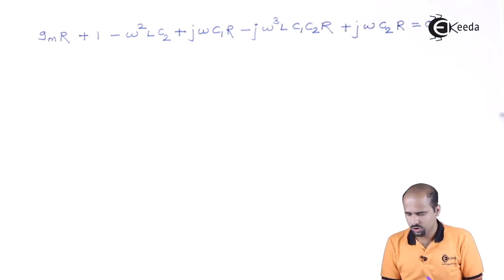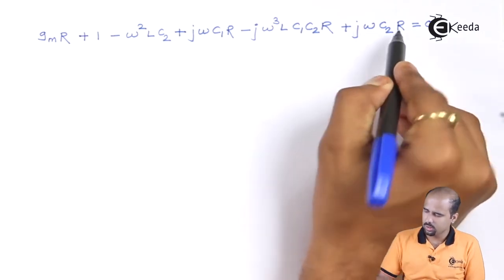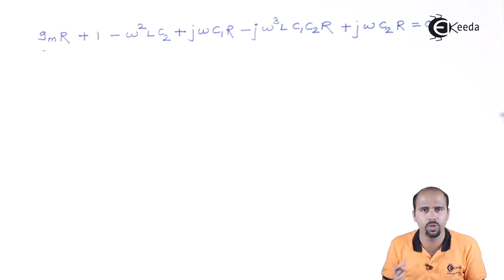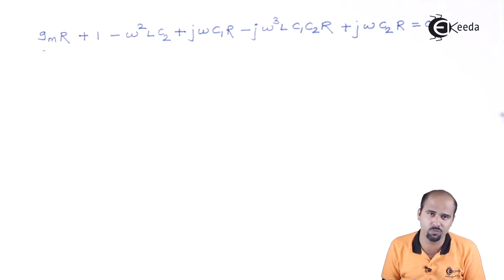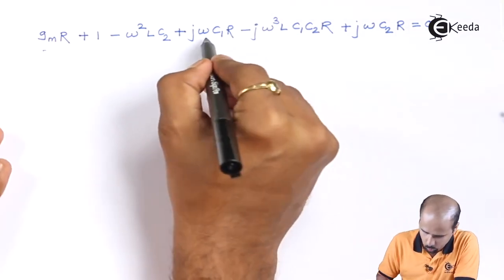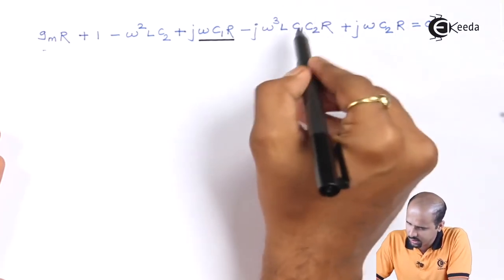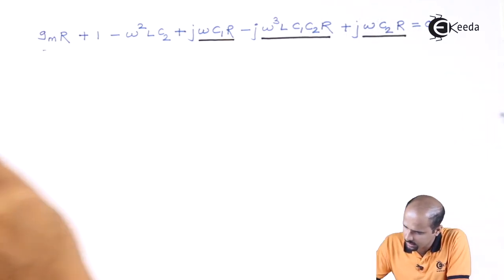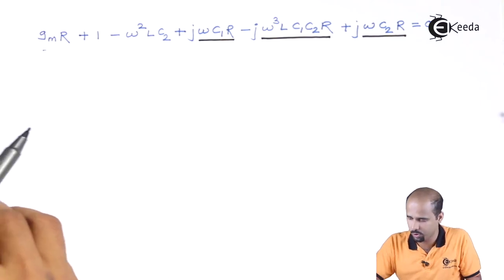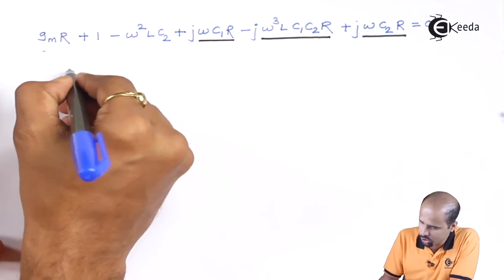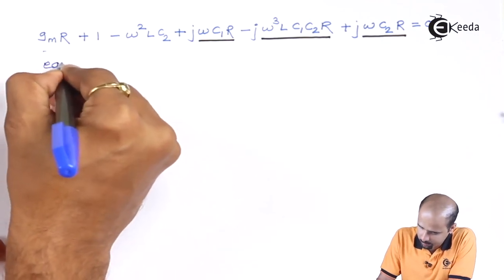Now what we'll have to do, we just have to take the imaginary part together and real part together, equate both to zero, and from one we'll be getting the frequency of oscillation, from another we'll be getting the gain parameter, right? So we'll start working on that. This is J, so this is imaginary term, this is also imaginary term, and this as well imaginary term. Okay, so we'll try to get that particular things together, equate it to zero. So let's see how we'll be getting.